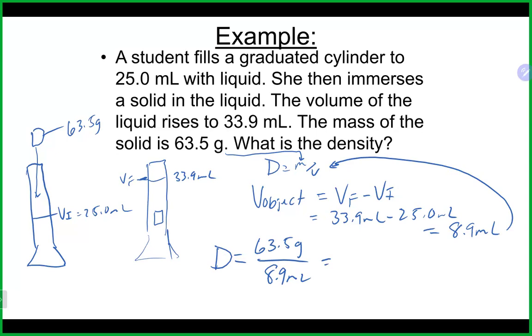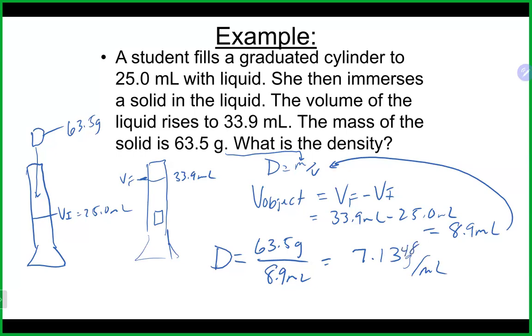I don't think that's right. 63.5 divided by 8.9 is going to give us 7.13 grams per milliliter on our calculator, plus a couple other numbers.